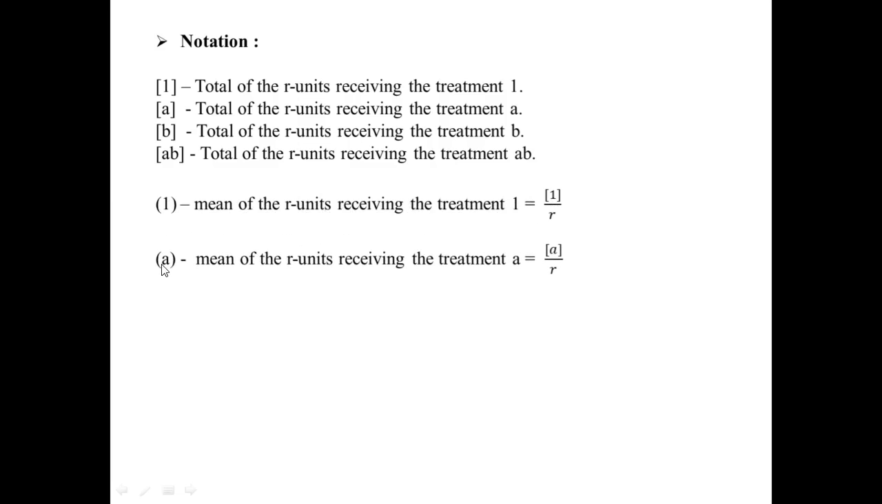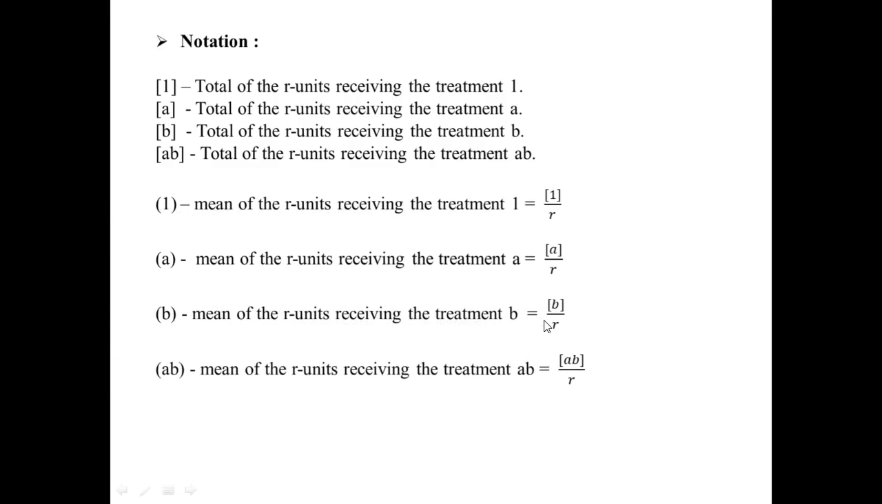Then open bracket A is the mean of the R units receiving the treatment A, and it is found with the formula square bracket A upon R, that is, the total for treatment A upon the number of observations of treatment combination A. Then open bracket B is the mean of the R units receiving the treatment B, found with the formula square bracket B upon R, that is, the total of treatment B upon the number of observations for treatment combination B.